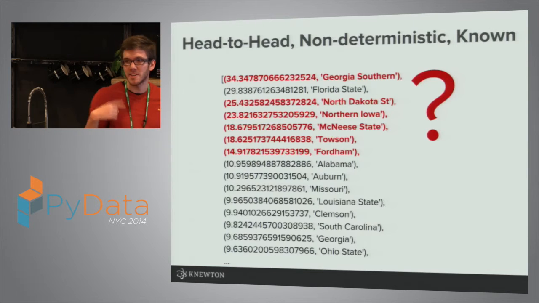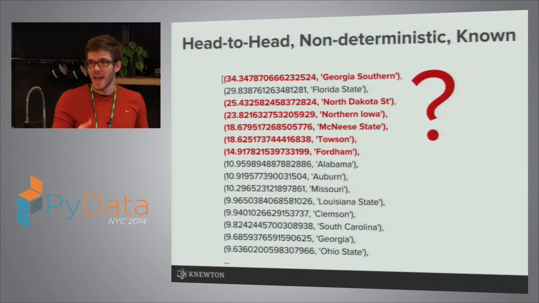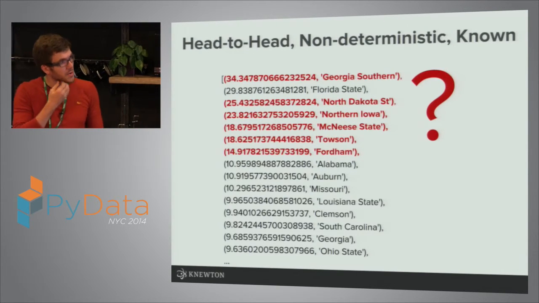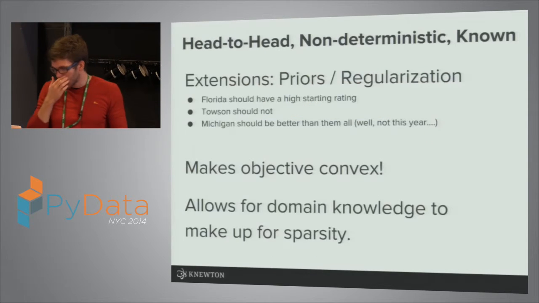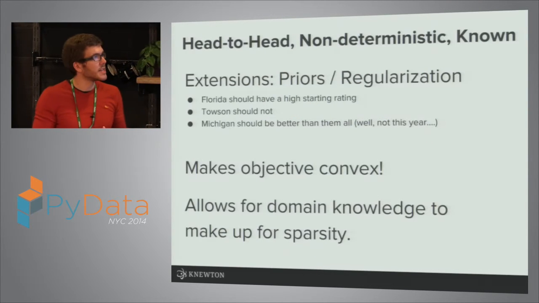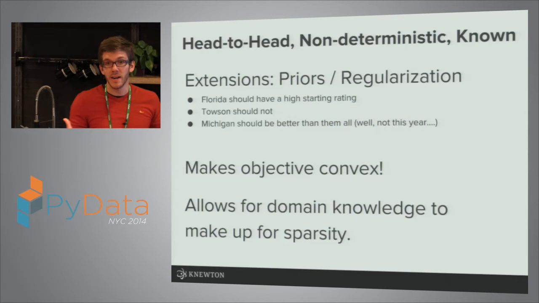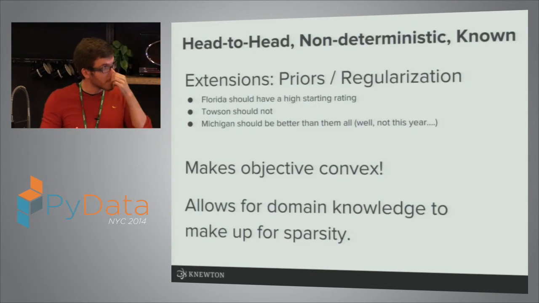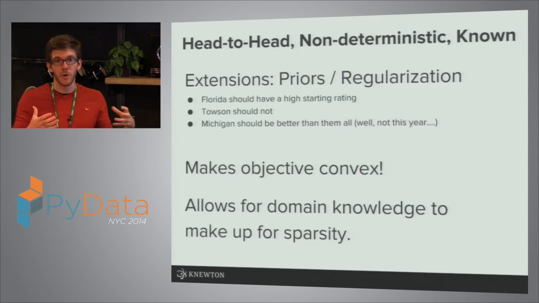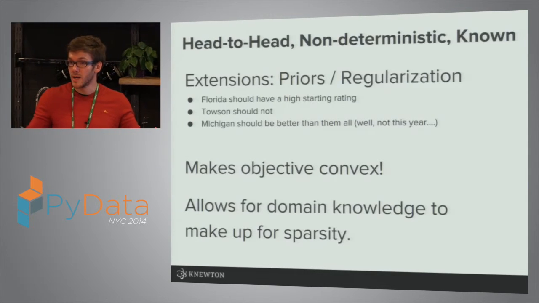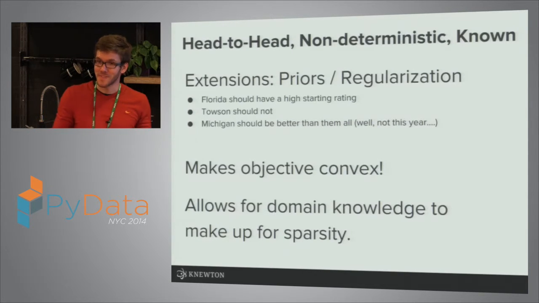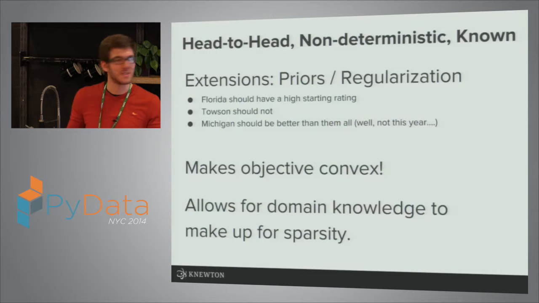Remember, that graph is very, very sparse. When that happens, with low sample sizes and that sparsity, you end up with things like this. So what can you do about it? There are extensions you can make to this very easily. The traditional thing to do is to add priors, in these regularization terms. For instance, you might have a prior that says Florida should have a very high starting score, and Towson, on the other hand, should have a very low starting score. This is something you might want to do.